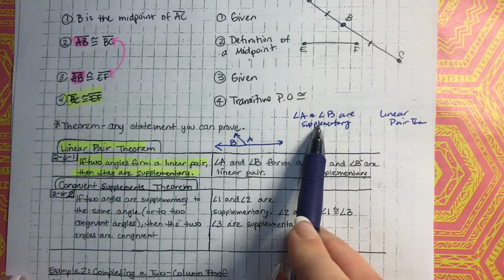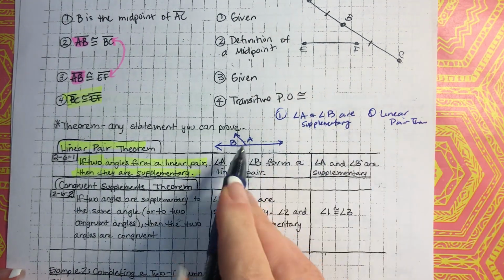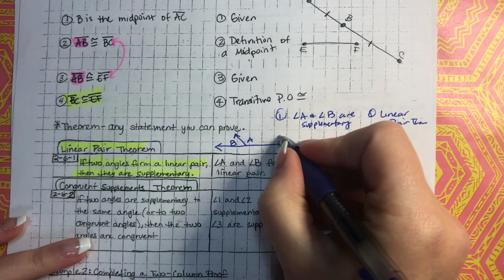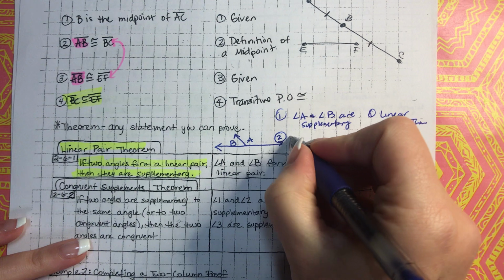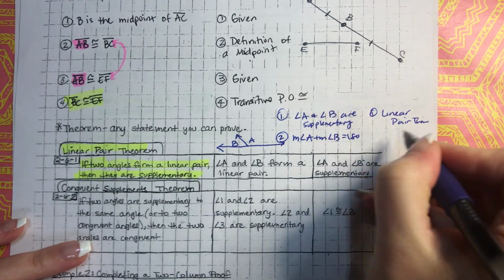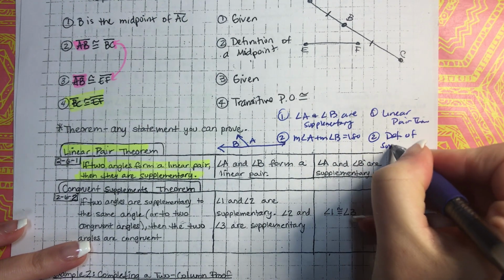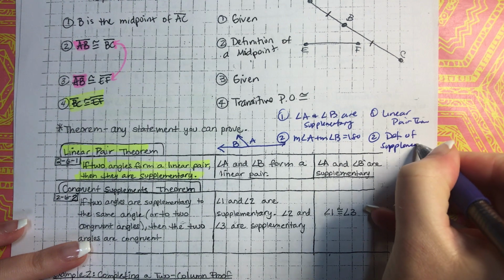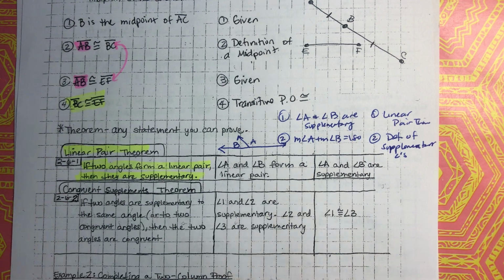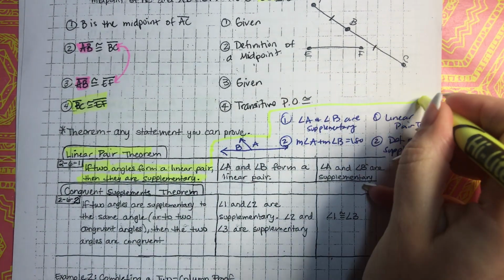Okay? Now, after that is stated, this is going to be the first thing. You're going to see a picture, right? And you're going to be like, oh, A and B are supplementary because of the linear pair theorem. Then, the next thing that's going to happen is measure of angle A plus measure of angle B equals 180. Why? Because of the definition of supplementary angles, okay? So this right here, you are going to use this strategy. You're going to use this technique a lot.